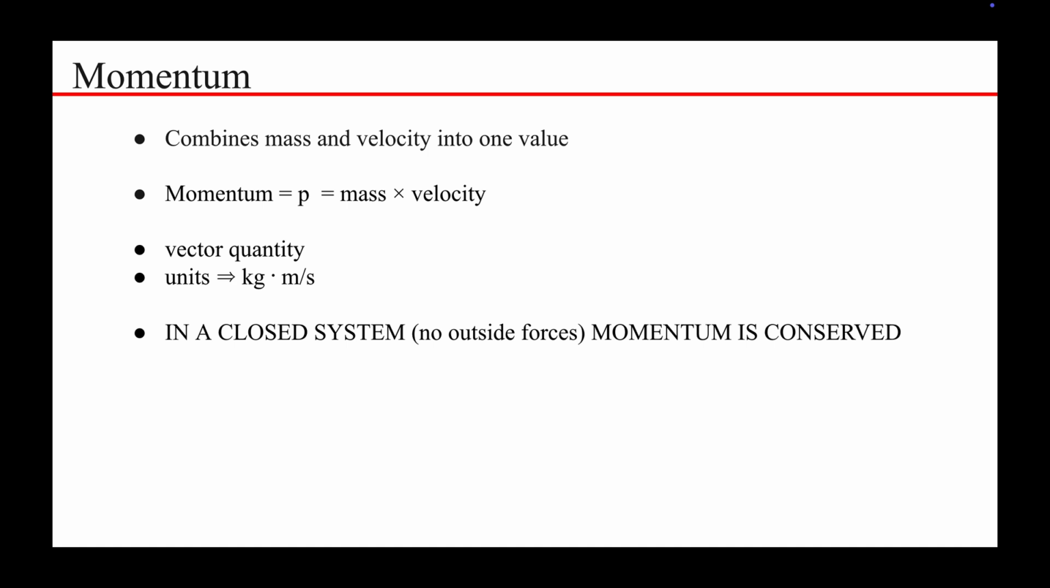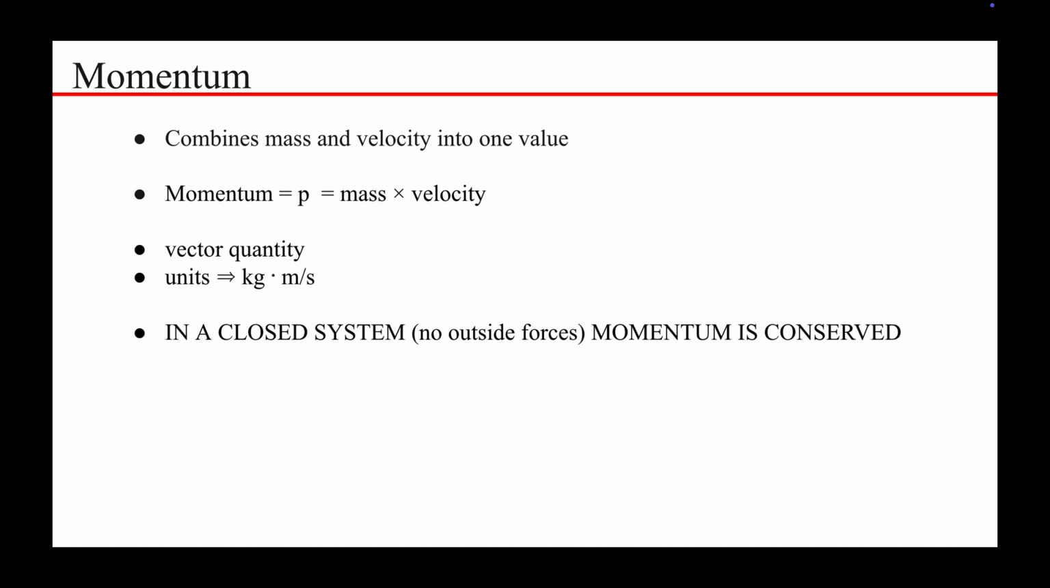Momentum is a vector, which means it has magnitude and direction. Positive and negatives in this case would indicate direction, not more or less momentum. Also, momentum can be at an angle that can be broken into x and y components, just like we've done with velocity and force and things like that.